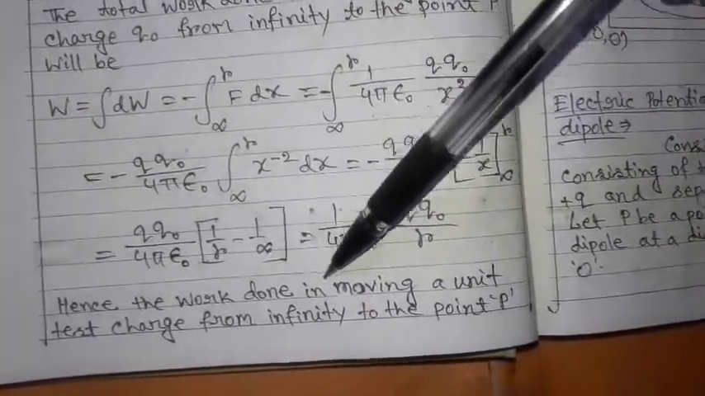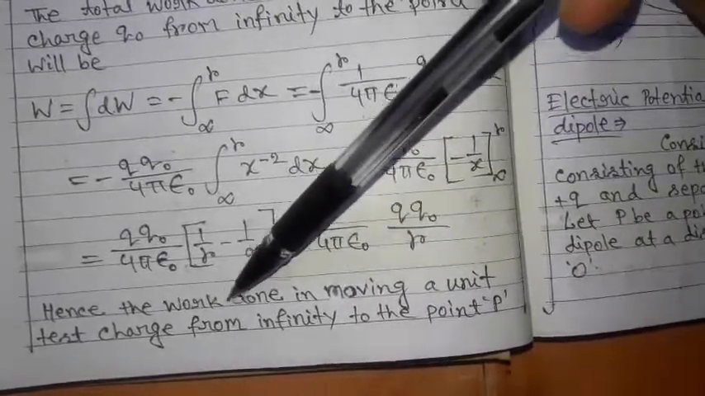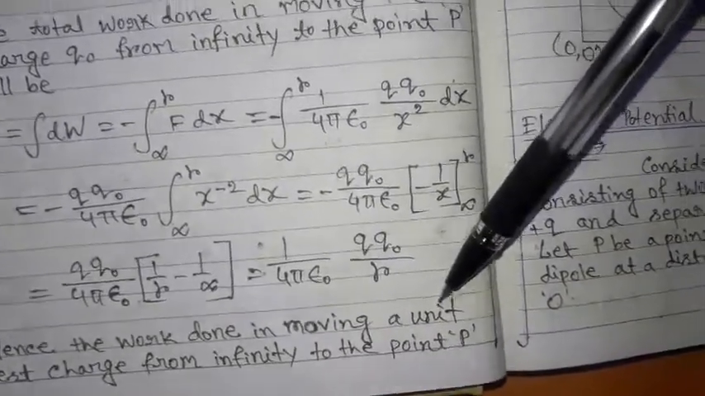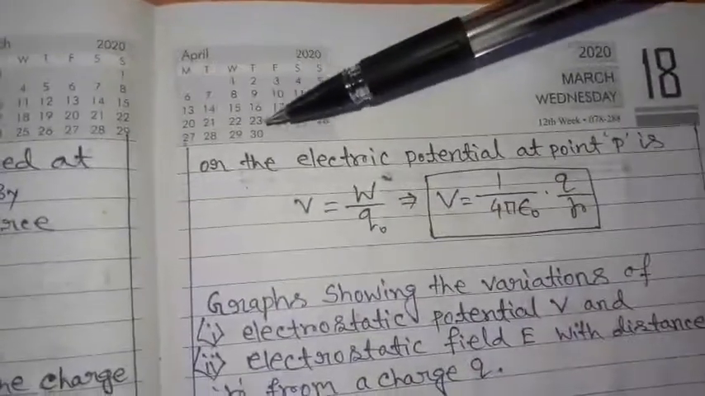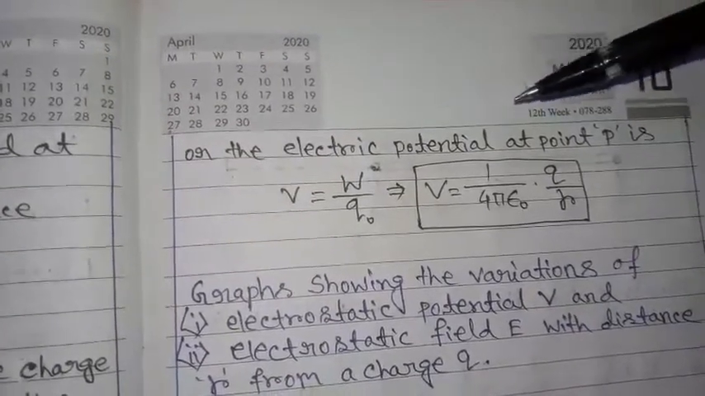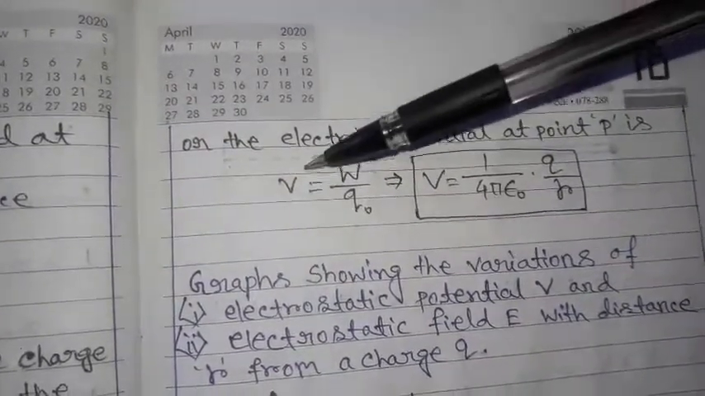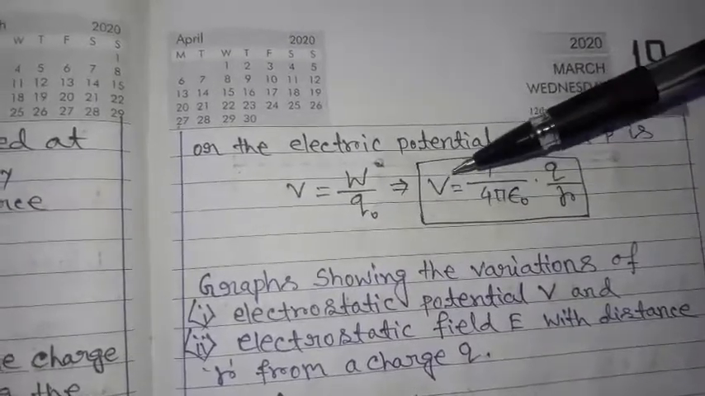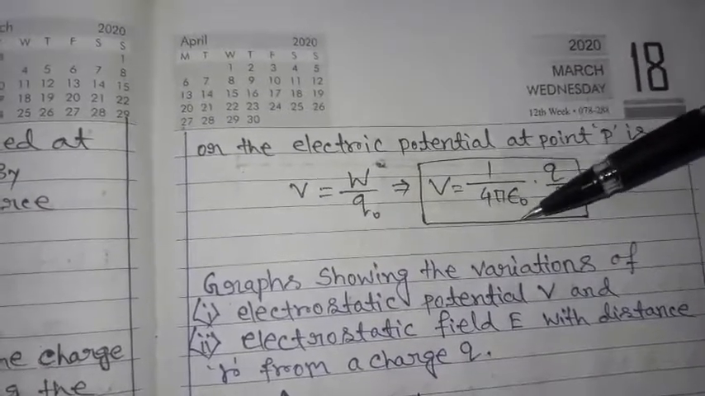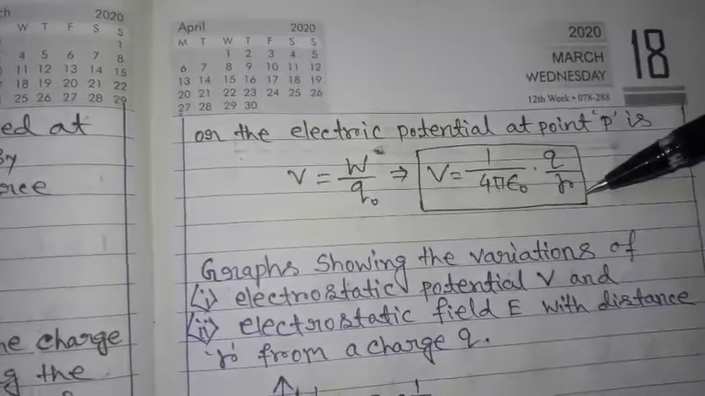Hence the work done in moving a unit test charge from infinity to the point P, or the electric potential at point P, is V equal to W by Q0. That means V equal to 1 by 4 pi epsilon 0 Q by r.